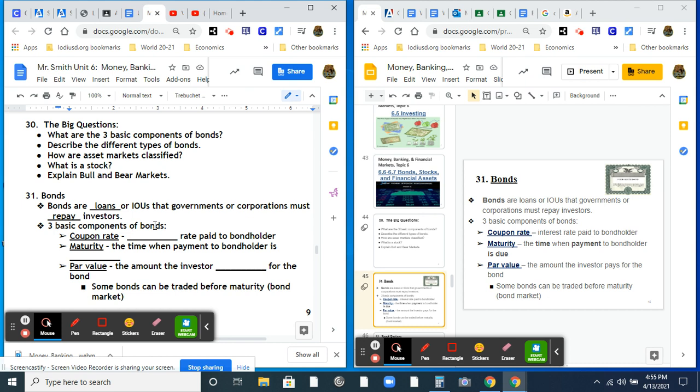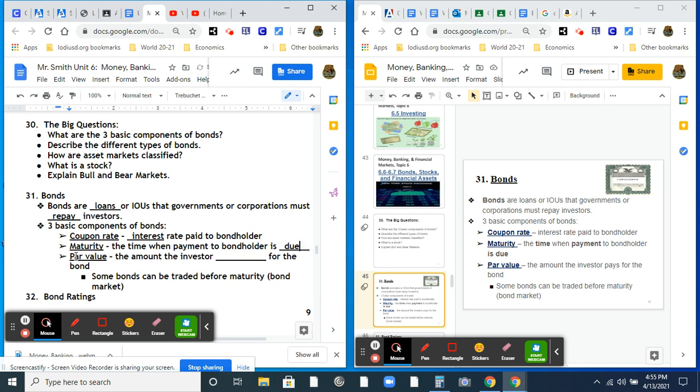There's three basic types of bonds that you can invest in. There's three parts of a bond. There's a coupon rate, which is the interest rate that the bondholder will receive over the life of the bond. There's a maturity time when the payment to the bondholder is due. You could have a 1 year bond, a 5 year, 10 year. But at some point they're going to have to pay you back.